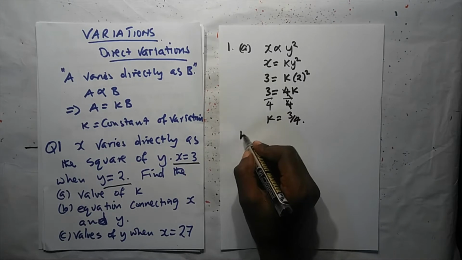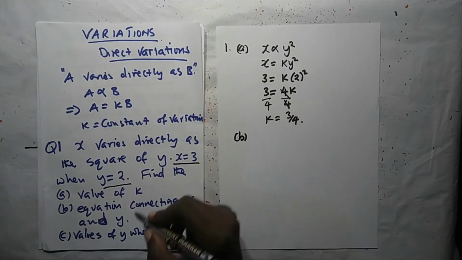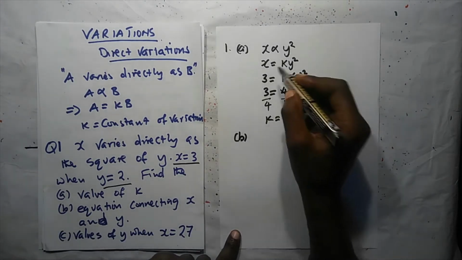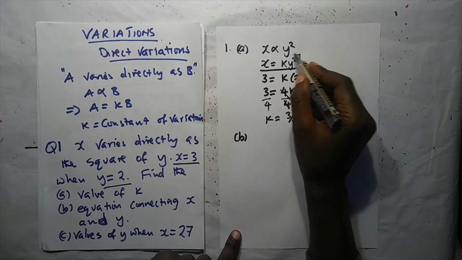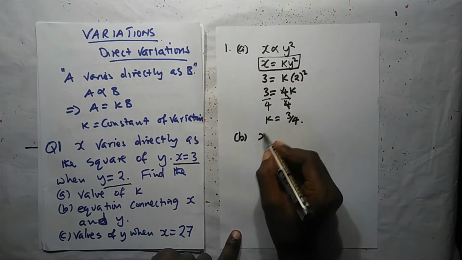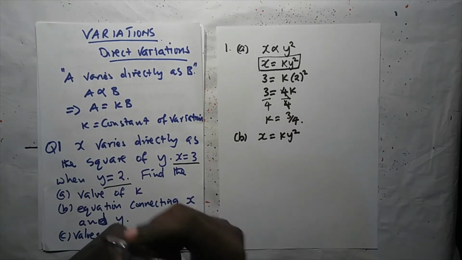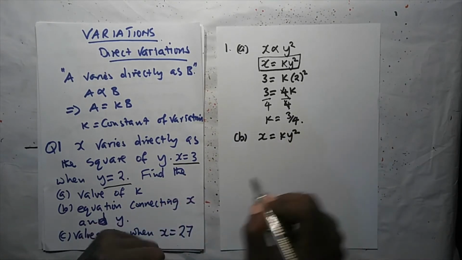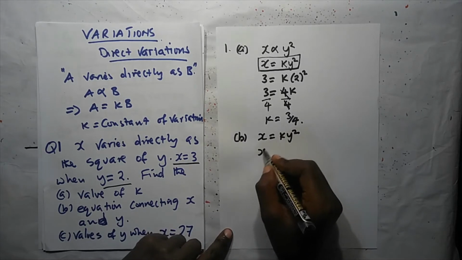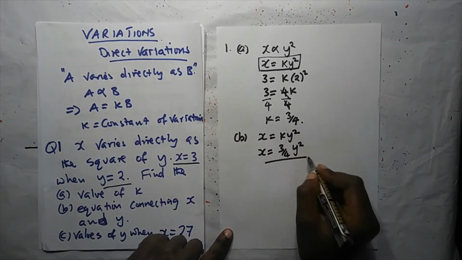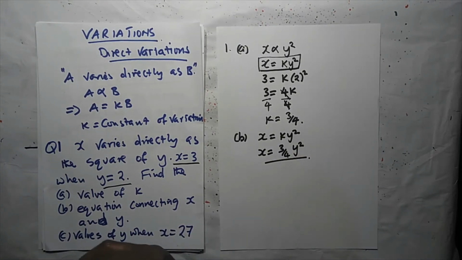Then the second question, part B of the question, says find the equation that connects X and Y. And so for us to find the equation, we always go back to the second step. So you write it here, X is equal to K Y squared. So we replace K with the value of K that we found. And so we are going to have X is equal to 3 over 4 Y squared, and this is the equation that connects the two variables.